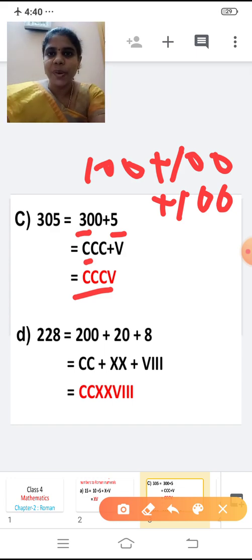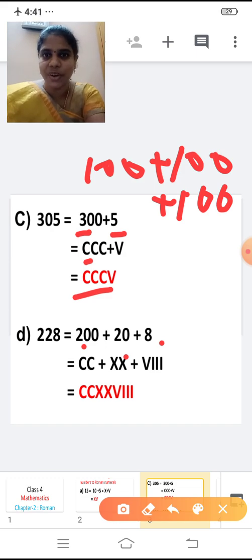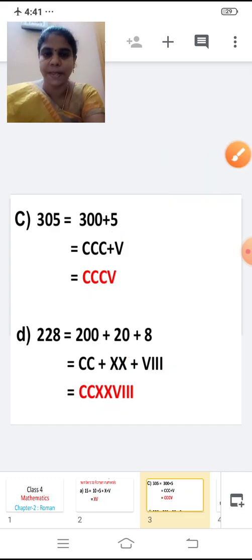Next one, 228. So now 200 plus 20 plus 8. So what is the Roman numeral for 200? C plus C. 100 plus 100 is 200, right? So C, C. 20, X, X, plus 8, V, I. Now add all together. C, C, X, X, V, I. So till this we saw last class, right? Now we are going to continue the remaining sums.